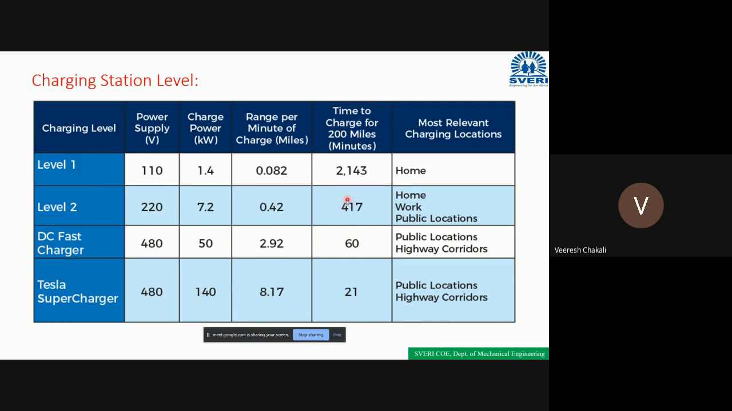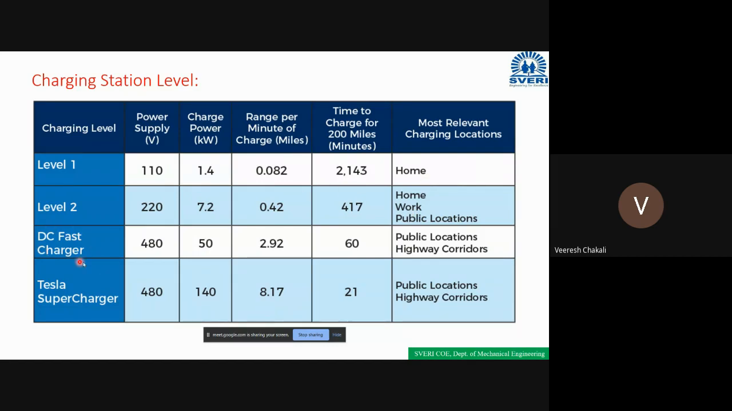This means the charging time is decreased from level 1 to level 2. Okay, please note the difference between these 2 points. By increasing the voltage level, the charging time is decreasing. Only if we charge for 417 minutes, we can travel 200 miles. This charger can be connected at the house, work, public locations and so on. Working places means offices. At offices also we can charge these vehicles using the level 2 charger.